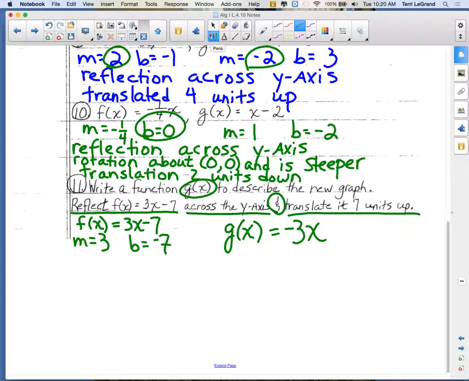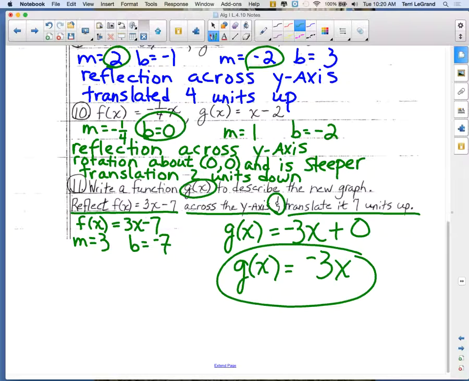And then it got translated 7 units up. So it went from -7, 7 units up. Where is it now? It's at 0, so plus 0. Now we'll clean that up and say our new function is g of x equals -3x.